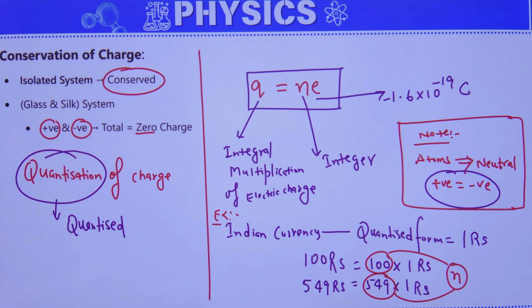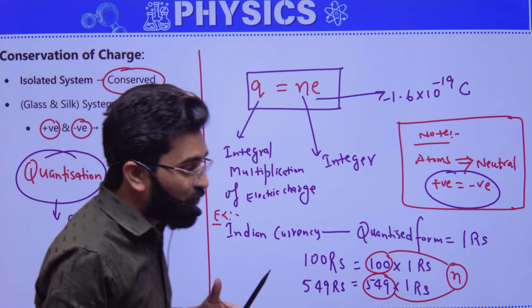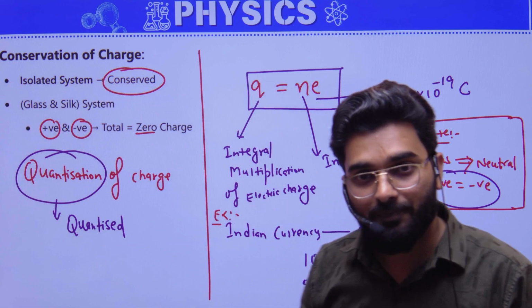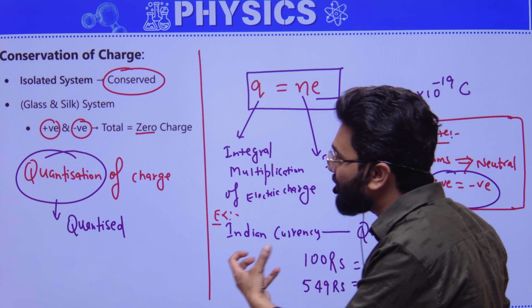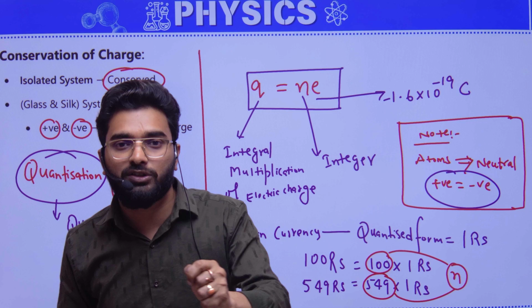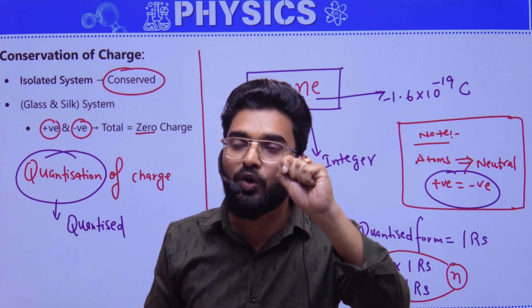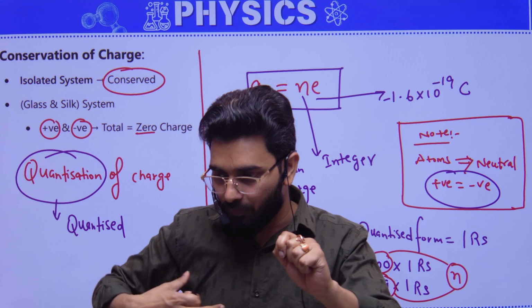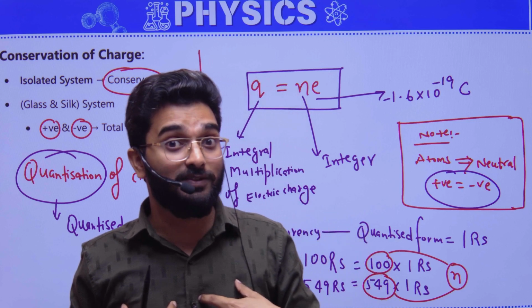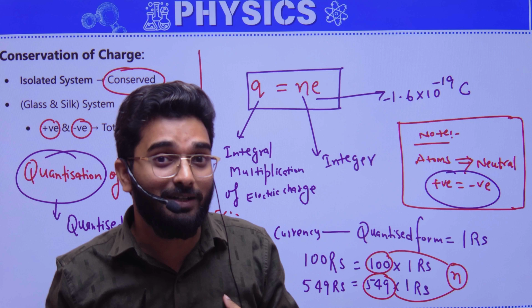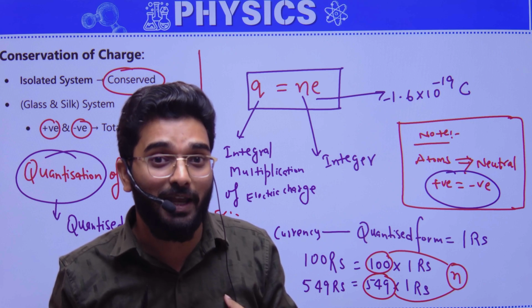Now the next word is quantization of charge. Actually, what is the quantization of charge? When we talk about quantized, it means what? The very smallest unit. Our body is made from cells, and a cell is a single particle that individually exists.